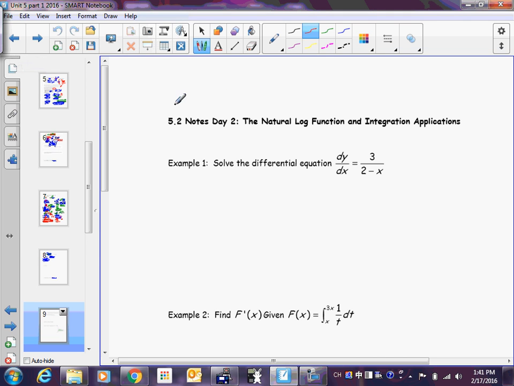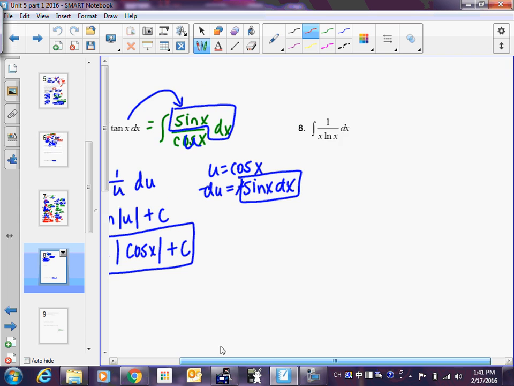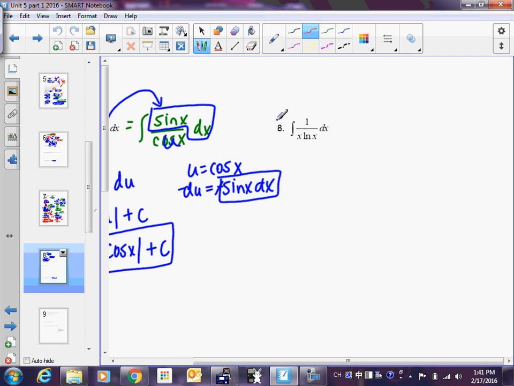So before we get into these 5.2 notes day 2, I would like to go over the last couple of questions that I skipped yesterday or didn't quite get to. So what we're looking at is, if you just look in your packet on the last day of what we did, and then there's this problem, number 8.